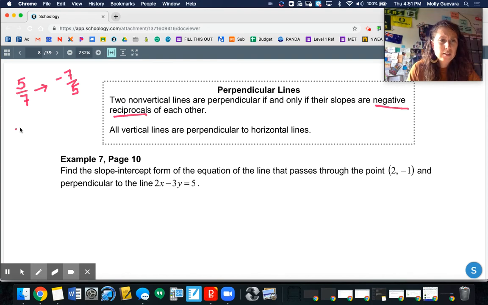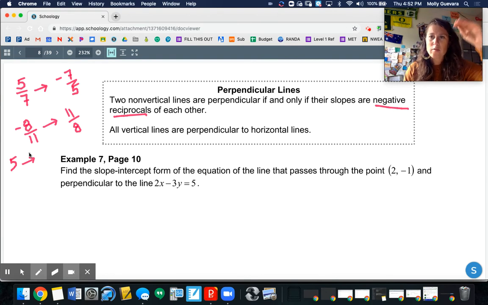Same thing if I had a slope of -8/11, then the opposite reciprocal of that would be +11/8. So hopefully that makes sense. Do keep in mind that if you have a whole number, let's say 5, if that's your slope, as a fraction, 5 is 5/1. So when I flip it, then I would have 1/5.